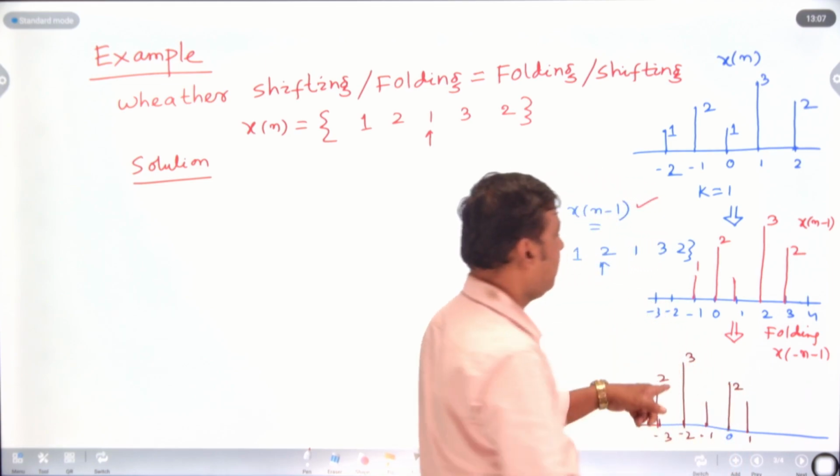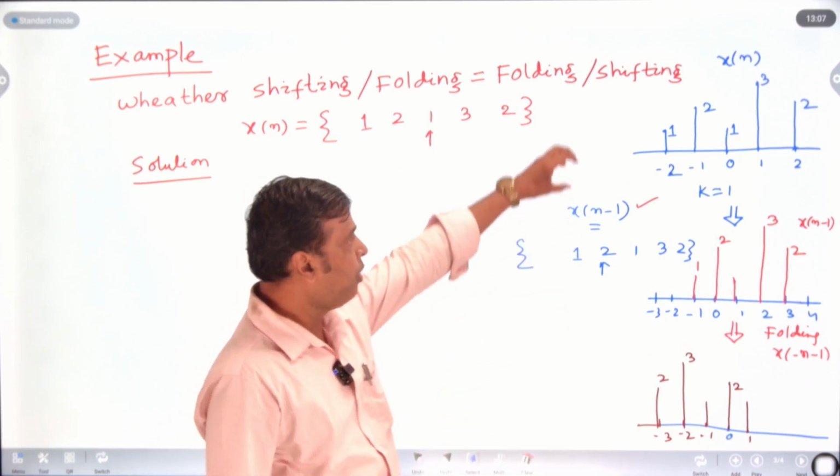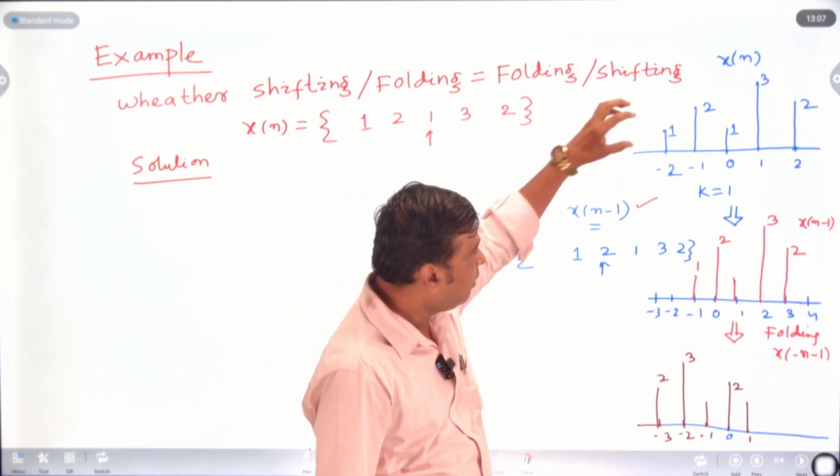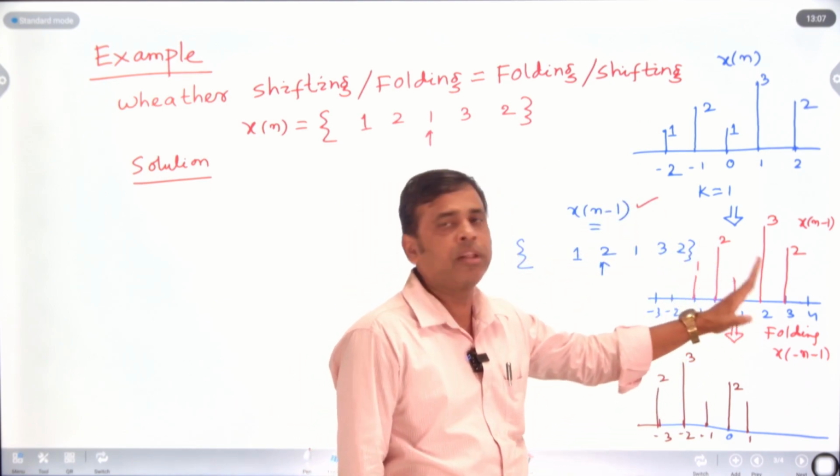This is nothing but folding here. This is nothing but what? x of minus n minus 1. First of all, the original sequence is your x of n, then shifting by means of delay, then folding, in place of n, that is your minus n.